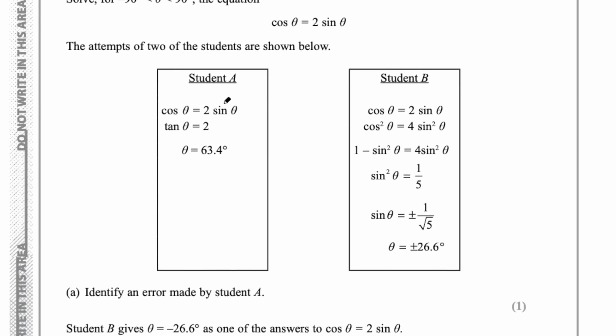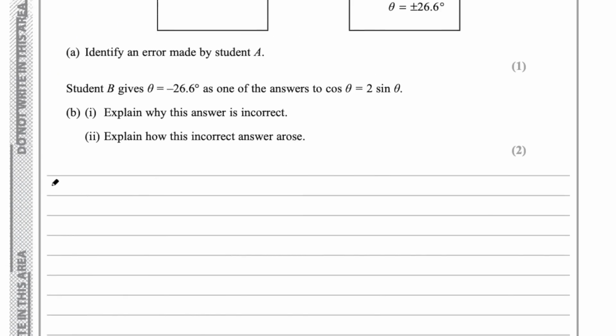So we can see they've divided by sine theta on the left hand side, and then they've set cosine theta divided by sine theta equal to tan theta. So this is incorrect. It's actually sine theta divided by cosine theta equals tan theta. So that's the error they've made. So we just need to write that down for part A. Student A, cosine theta divided by sine theta does not equal tan theta.